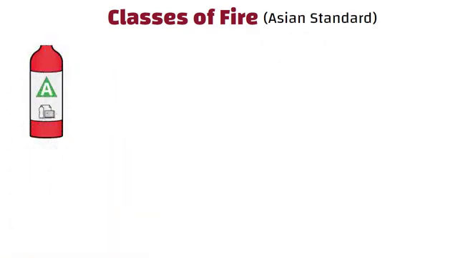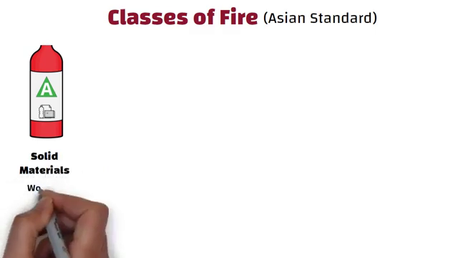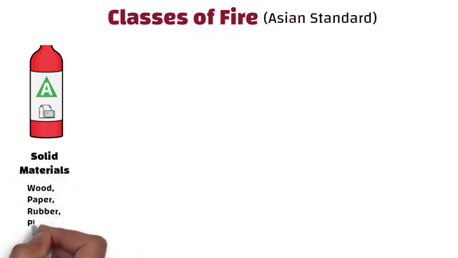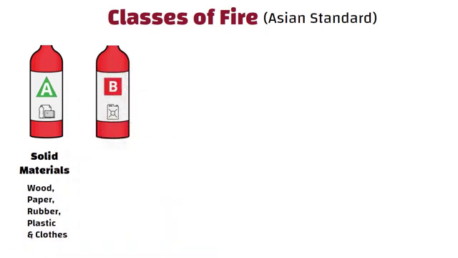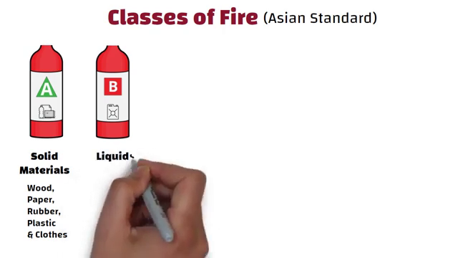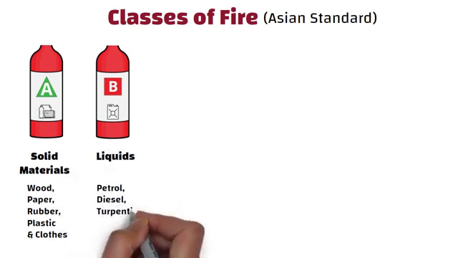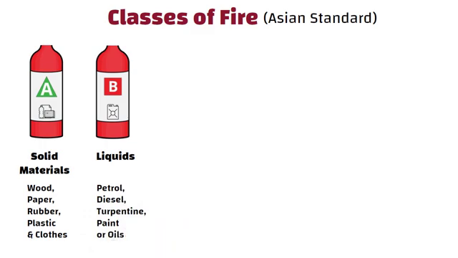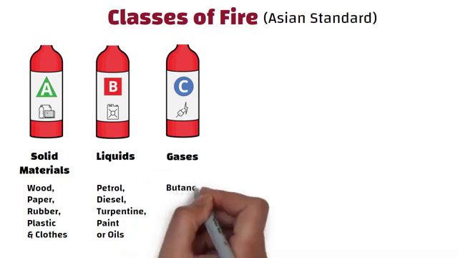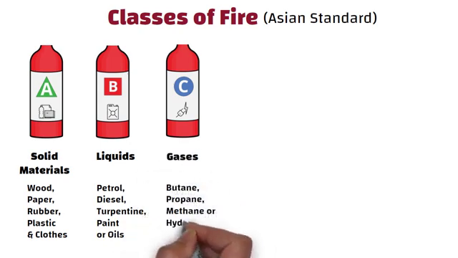Class A. It includes fires caused by flammable solid materials such as wood, paper, rubber, plastic and clothes. Class B. It includes fires caused by flammable liquids such as petrol, diesel, turpentine, paint or oils. Class C. It includes fires caused by flammable gases such as butane, propane, methane or hydrogen, etc.